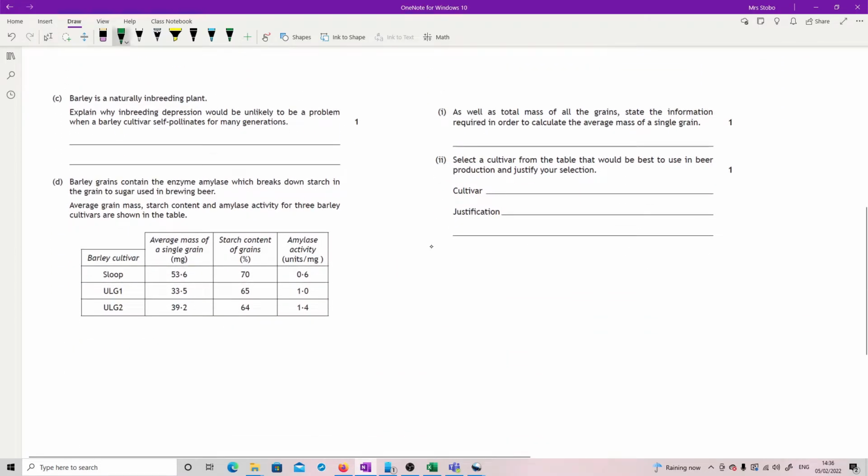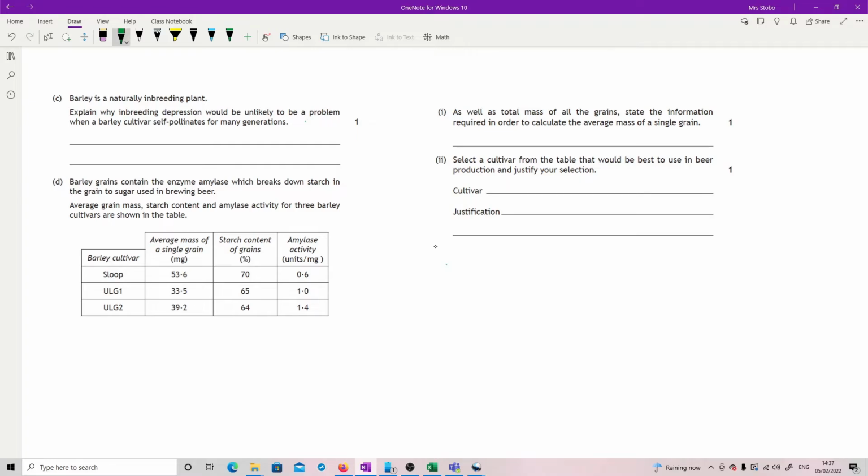Right, barley is a naturally inbreeding plant. Explain why inbreeding depression would be unlikely to be a problem when a barley cultivar self-pollinates for many generations. If you have inbreeding depression, that's because you have a build-up of deleterious alleles. But if it's a naturally inbreeding plant, they've been doing this for a while, and any time they have built up those deleterious alleles, that's then been selected out. Natural selection has kicked those ones out, as they've been less effective. The ones that haven't had the build-up will just continue to self-pollinate. So basically, over time, they have bred out the deleterious alleles that would normally be a problem in inbreeding depression. It's quite a nice one to talk around.